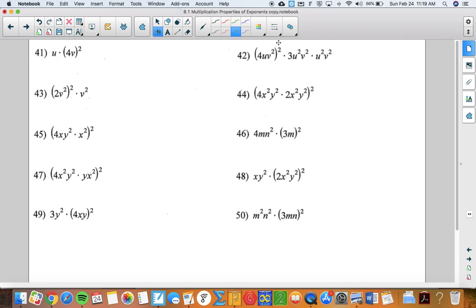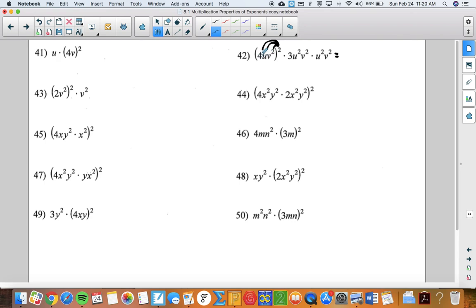All right, so here we go. Let's try number 42. So we're going to sprinkle. If there's parentheses, you want to start there, just like in our order of operations. It is like the order of operations. We're trying to simplify this, and we use the order of operations to do that. So that power of 2 gets sprinkled to all three things.